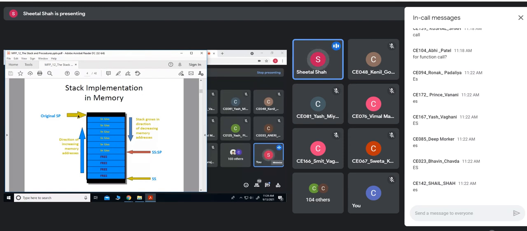Stack pointer would always be pointing to the top of the stack. Say suppose I'm having a 100 byte stack segment. I have already allocated 100 bytes of memory as a stack segment. So the base address of that stack segment is provided into the SS register, and my stack pointer would be pointing to the 100th memory location.